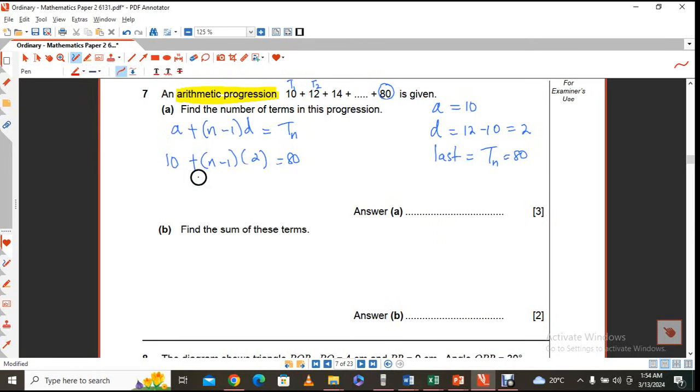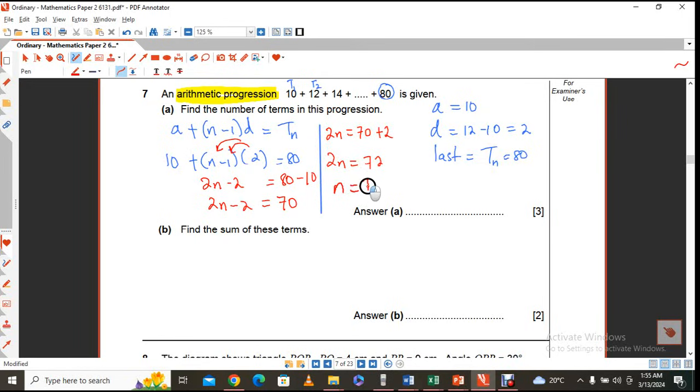So we can go ahead and multiply over, that is going to be 2n minus 2 equals 80. Take away 10, obviously, if I subtract that. So I have 2n minus 2 is equal to 70. And that means 2n is equal to 70 plus 2. That is 2n is equal to 72. Then you divide 72 by 2, and there are 36 terms.